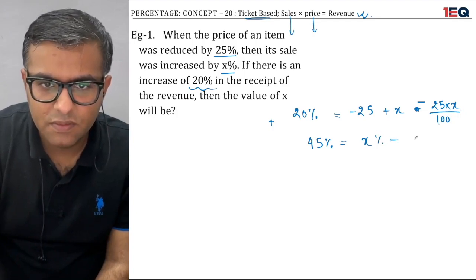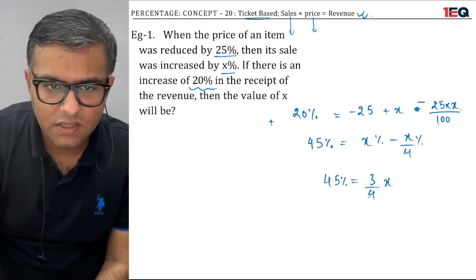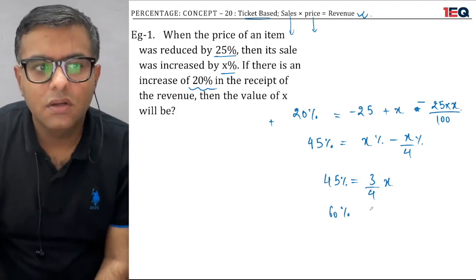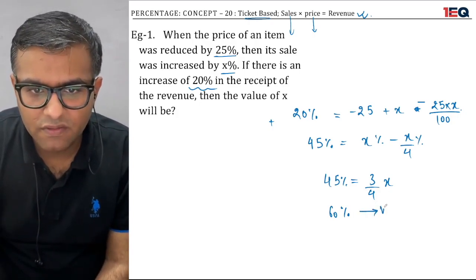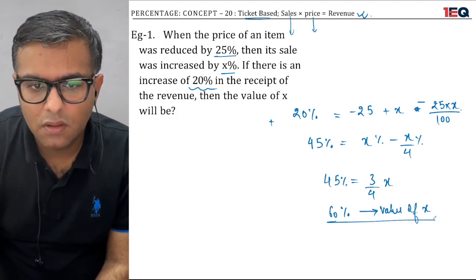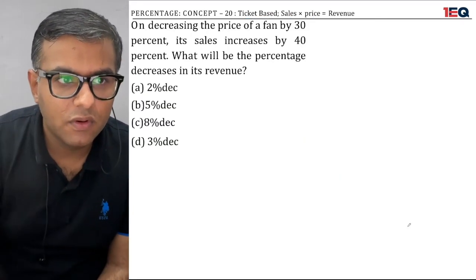This X% would be reduced by X by 4%. So this would come out as 3 by 4 of X. This is equal to 45%. 3 15s are 45 and 4 15s are 60. So 60% would be the value of X. I hope you understand. I hope this is very clear. Okay, moving on to the next question.